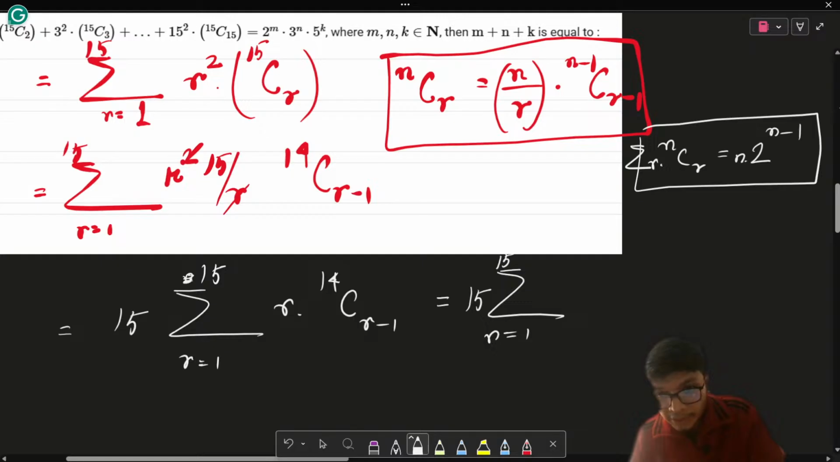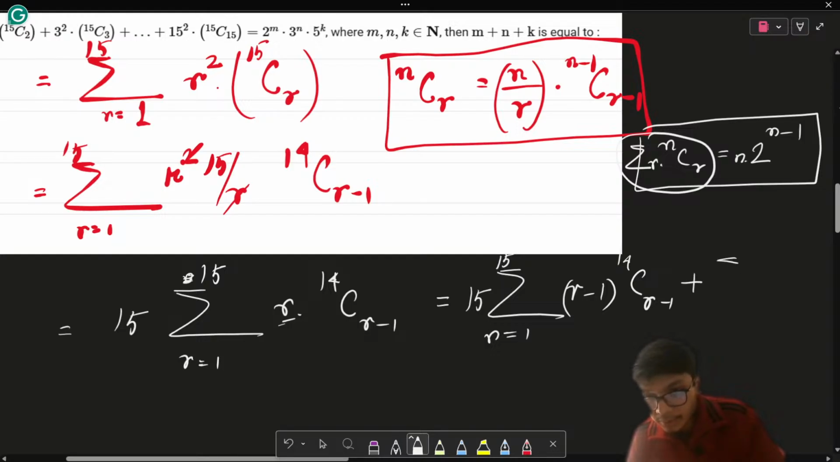So what I'm doing is writing this r as r minus 1 plus 1, and I'm trying to represent it in this kind of form, right? And since I've added plus 1, this can be written as plus 15 times 14 C r minus 1, where r goes from 1 to 15.